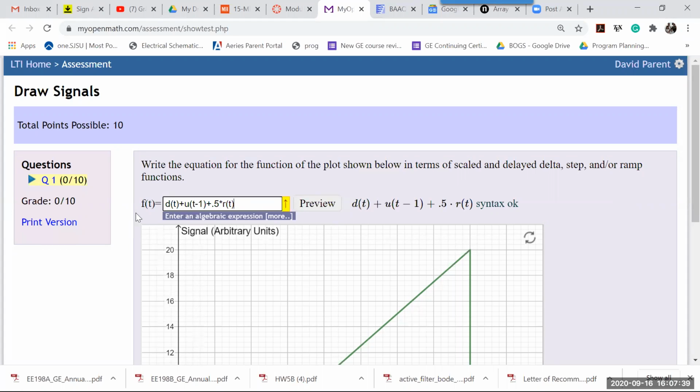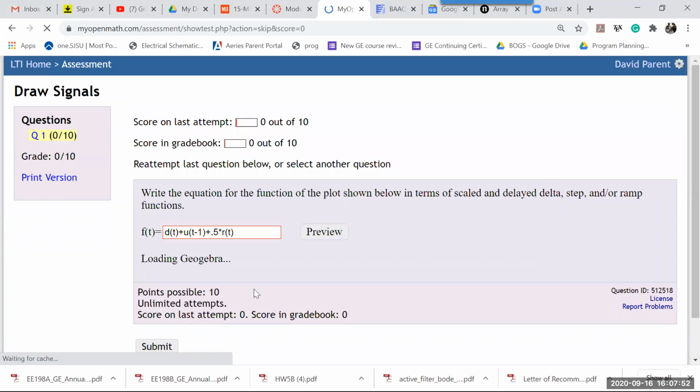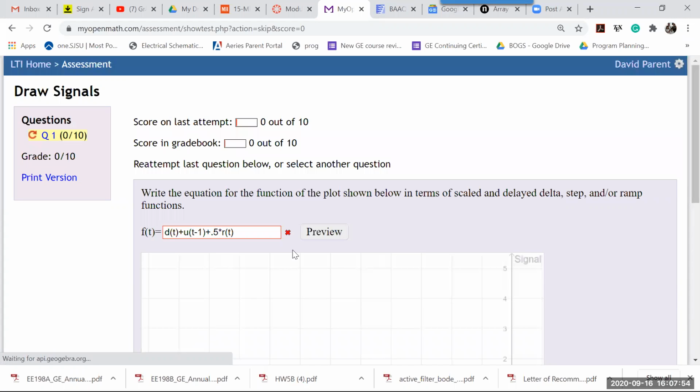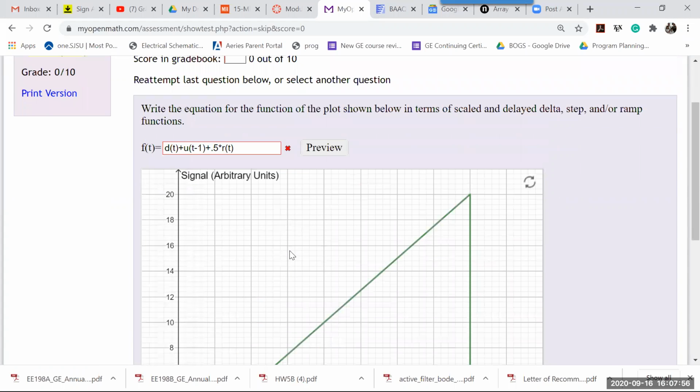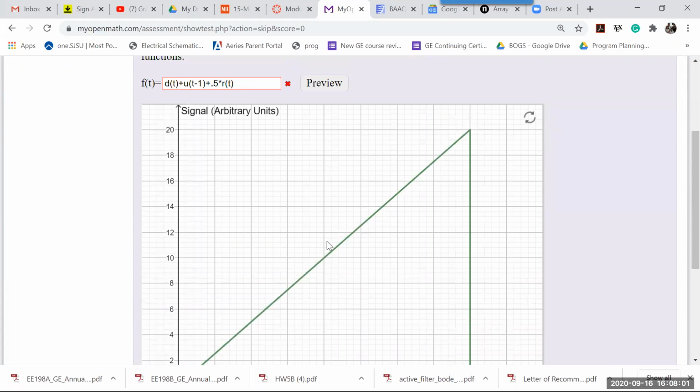Okay. Syntax is okay. I submit it. That's totally wrong, which I knew. I didn't want to give away the answer. Okay. But you can keep doing that one until you get it right.